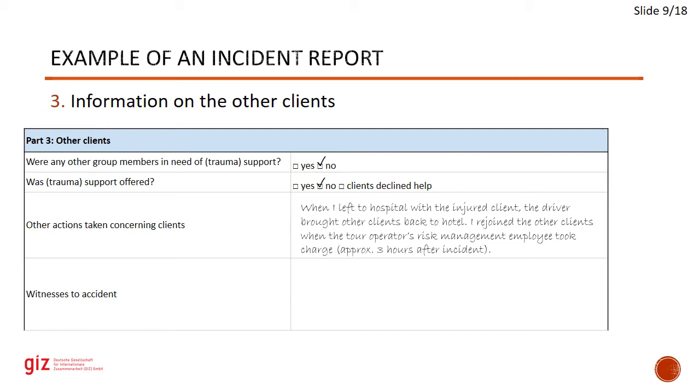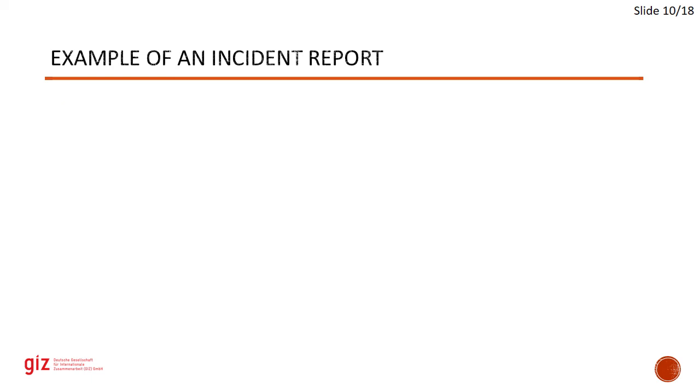Witnesses to accident. Who else saw the accident? This could be important when it comes to legal claims. Let's say it was only the other clients. Here we give their emails and telephone numbers as well. The last part of this report covers the other important information.